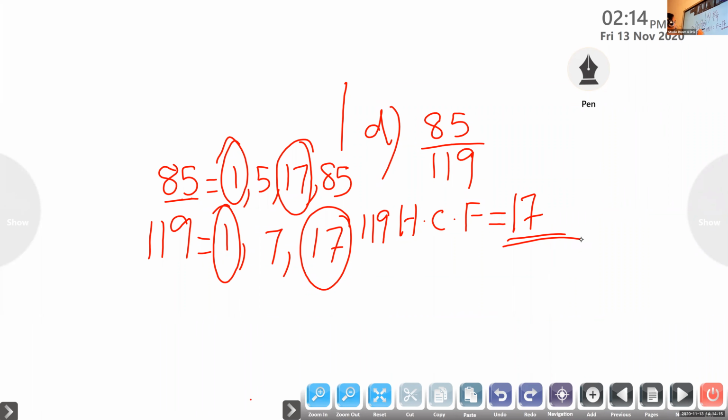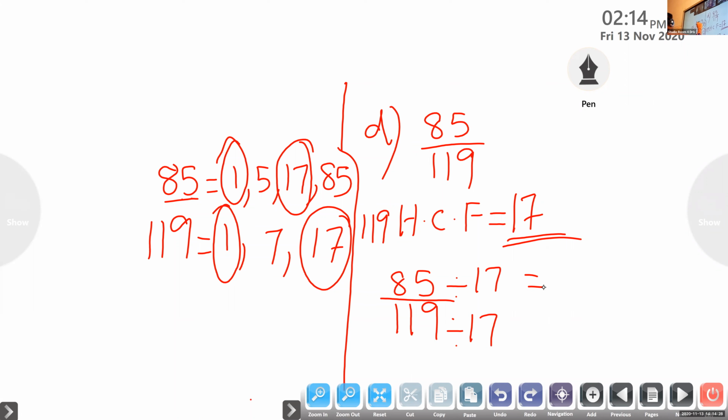If you divide by the HCF, 85 by 119 divided by 17 on both numerator and denominator. Look at the factors: 17 times 5, and 17 times 7. So the answer is correct. Okay, very good. Children, please check whether you got this answer, 5 by 7.